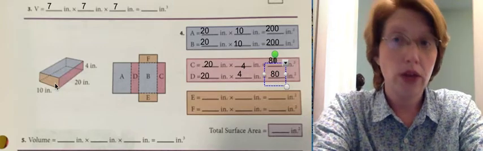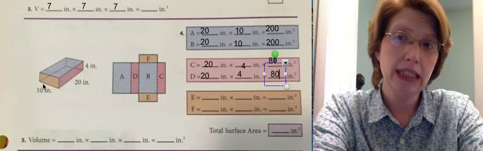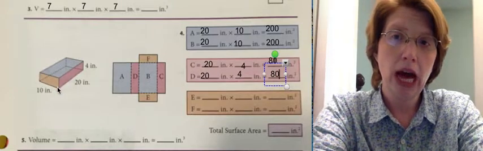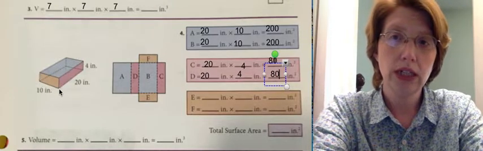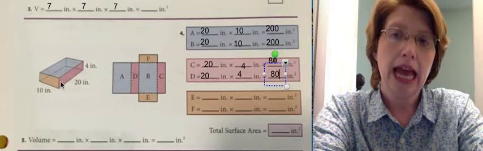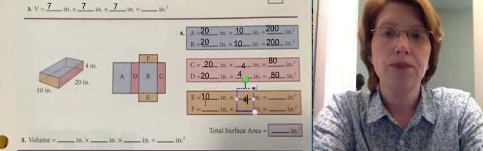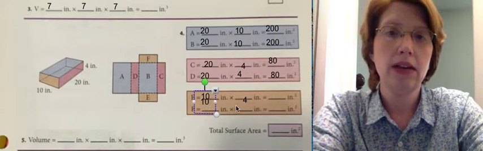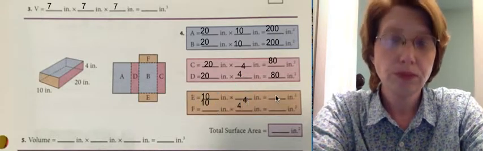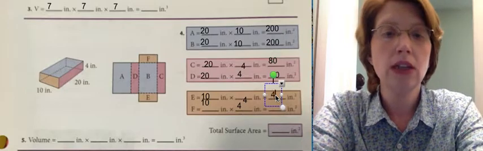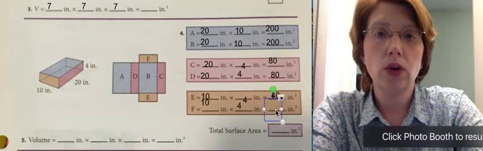Now, for the brown on the ends, it's 20, and how high is it? 4. It's not 20, it's 10, and height is 4. So this one is going to be 10 and 4. And we're going to do that again, 10 and 4. So 10 and 4 is 40, 40.